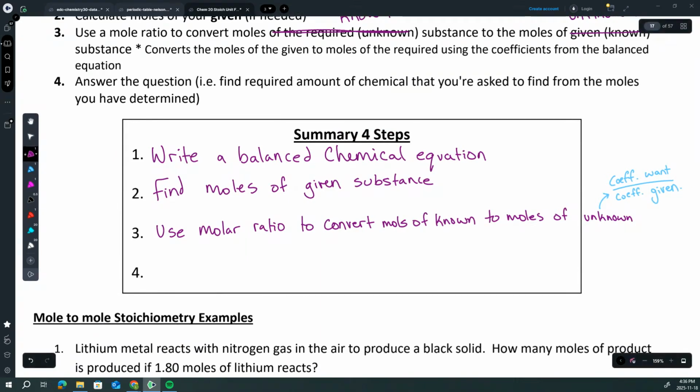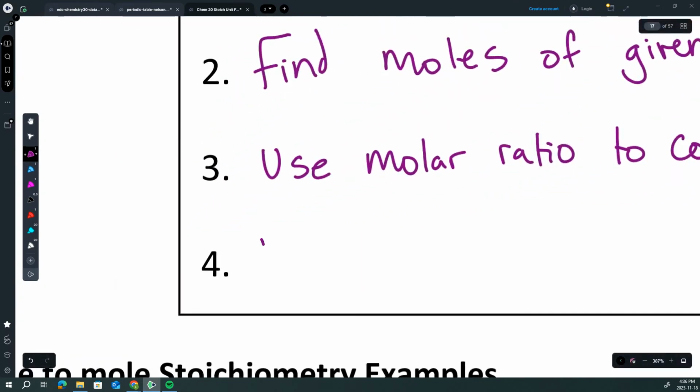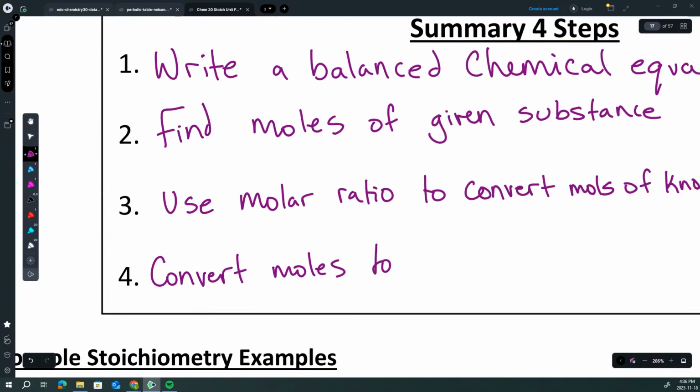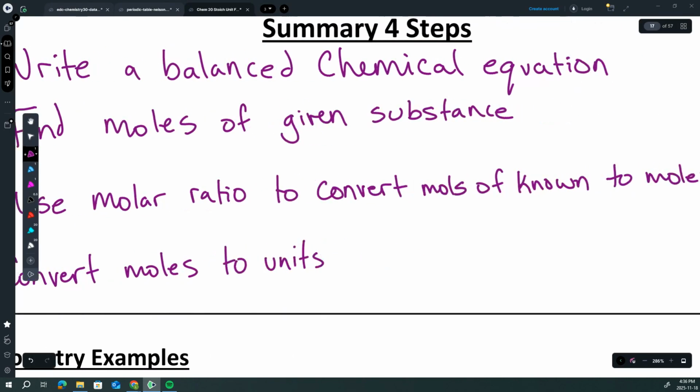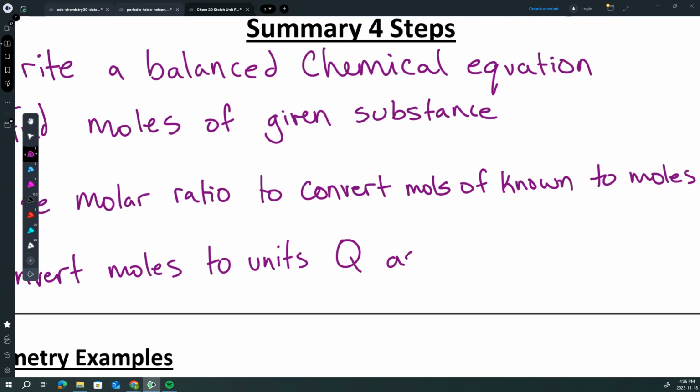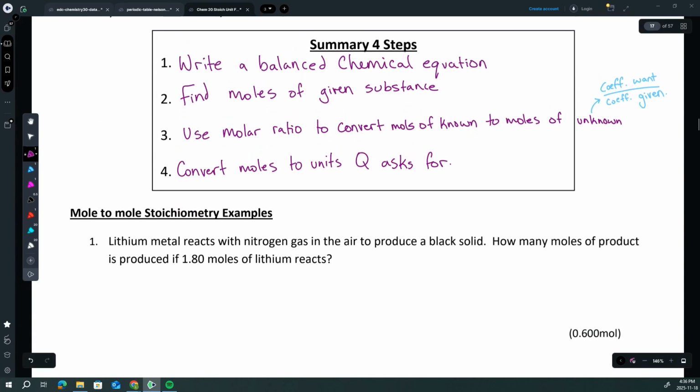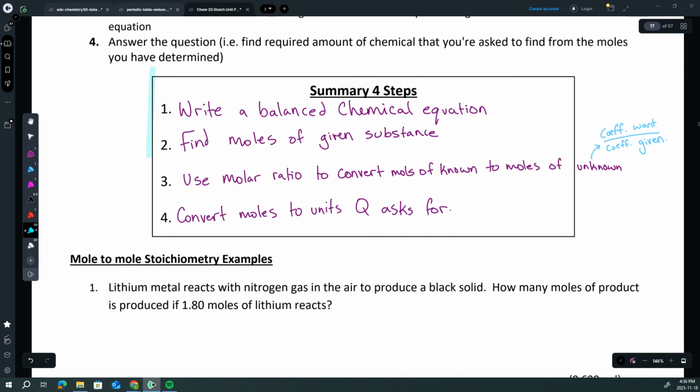And then step number 4 is just convert moles to the units that the question's asking for. All right, so let's make sure to highlight this box because these 4 steps are really important.